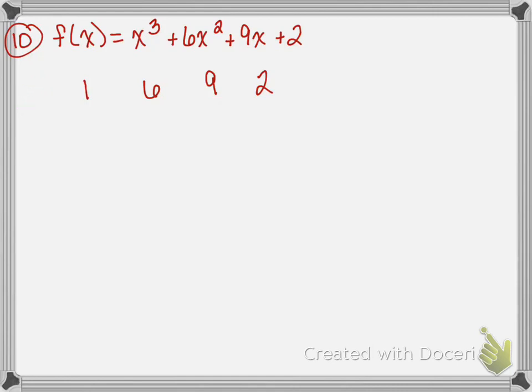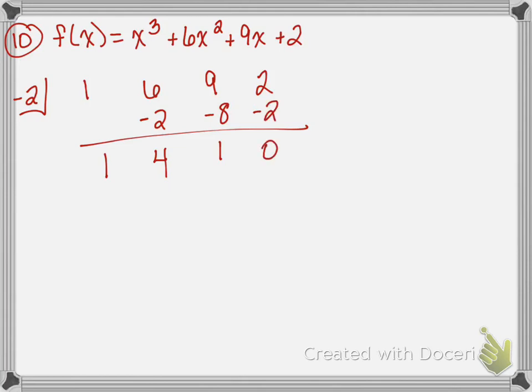We could do positive 1, we could do negative 2, or we could do positive 2. I'm going to go ahead and do negative 2. Okay, so I bring down my 1. Negative 2 times 1 is negative 2. 6 plus negative 2 is 4. Negative 2 times 4 is negative 8. 9 plus negative 8 is positive 1. Negative 2 times 1 is negative 2. So that works. Okay, so what that means is negative 2 is a solution. Negative 2 is a rational solution, and it is one of the places that this graph crosses the x-axis.